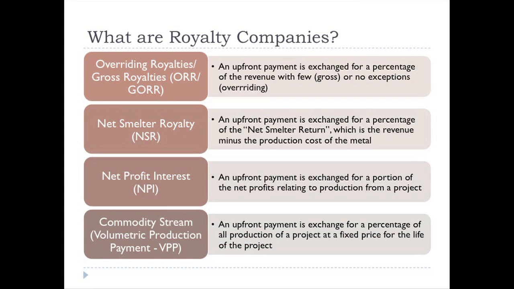The third one, net profit interest. So it's almost like a tax. So one company can buy 30% of another company's net profit. The last one, and the one that we are very focused on recently, is called the volumetric production payment. You might be familiar with companies such as Silver Wheaton, Sandstorm Metals and Energy. These companies all follow this. What they do is they give an upfront payment in exchange for a percentage of all the minerals that's produced, and they pay a fixed price for this product.